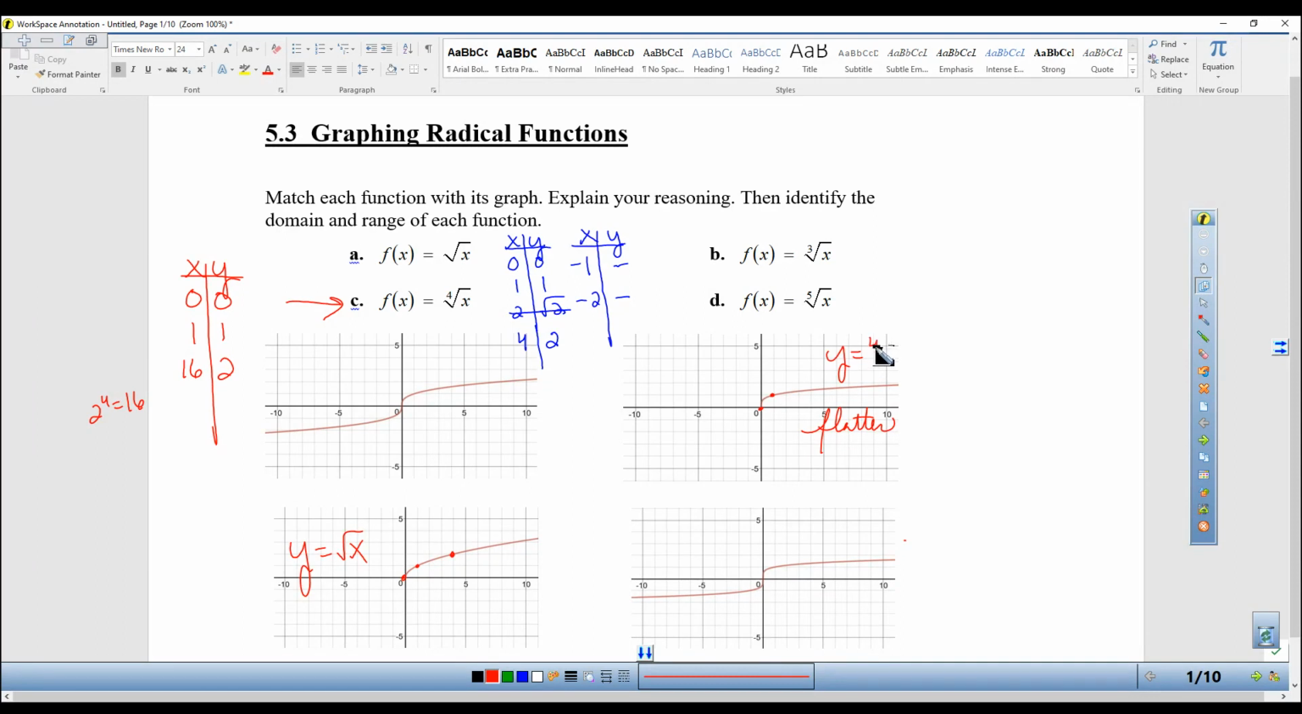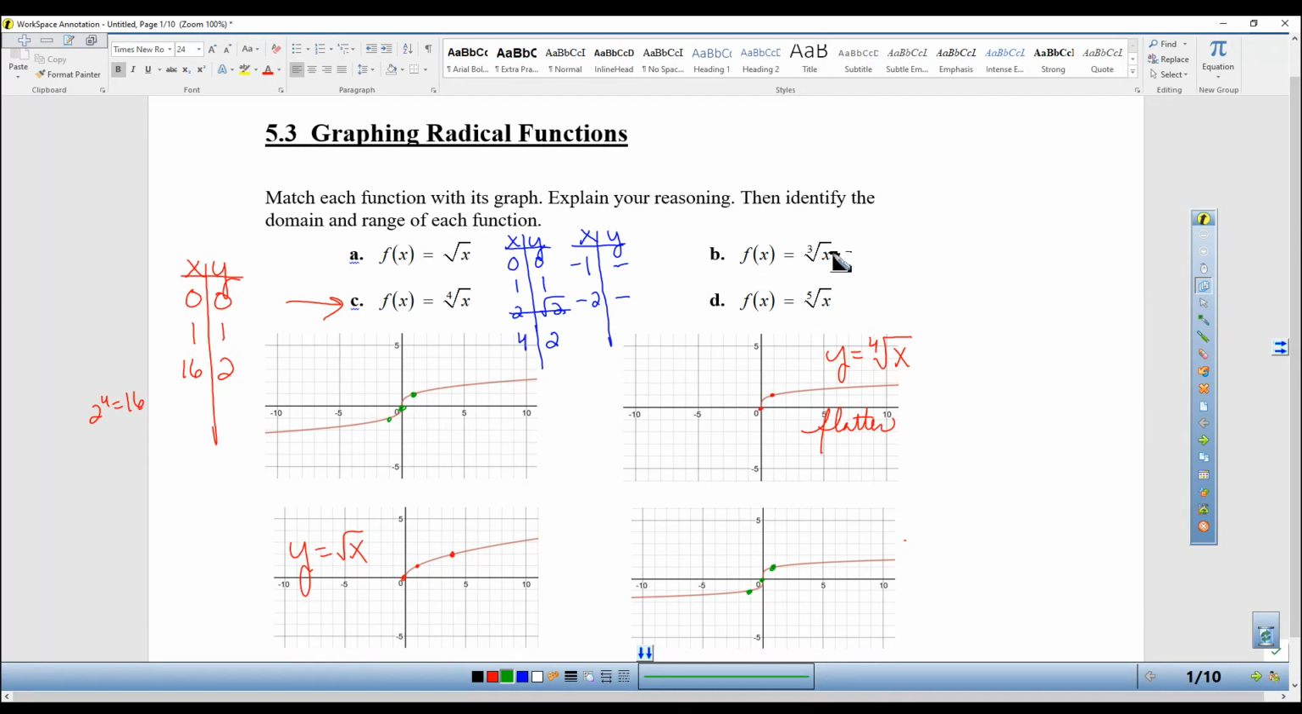So now I have the last two to do. I have a cube root and a fifth root. So without doing it the same way, this time I'm going to think to myself, well, they both start at (0, 0). They both can have negative and positive values. They both go through (1, 1) and (-1, -1). But then this one is flatter. So which one do you think it is?